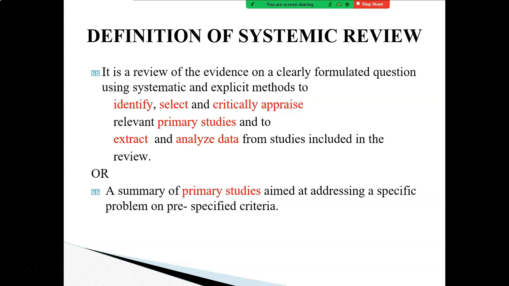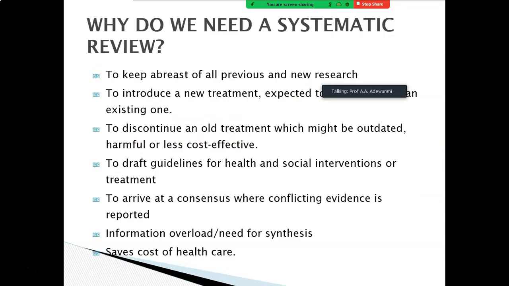What is systematic review? It is a review of the evidence on a clearly formulated question using systematic and explicit methods to identify, select, and critically appraise relevant primary studies, and to extract and analyze data from studies included in the review. Or, in simple sentence, a summary of primary studies aimed at addressing a specific problem on pre-specified criteria. So you will agree with me that systematic review is to aggregate data from primary studies.